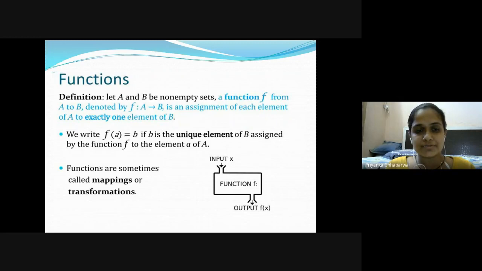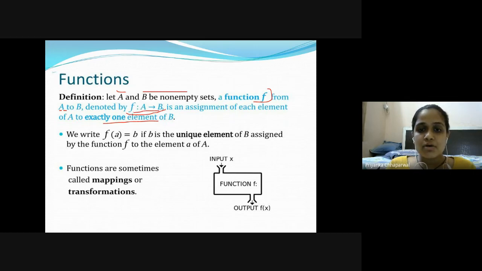We have two sets, set A and set B. Then a function f from A to B, denoted f: A to B, is an assignment of each element of A to exactly one element of B. Means each element of A maps to exactly one element of B. What is a function? In a function we have two sets, set A and set B. So the function is defined as f from A to B.